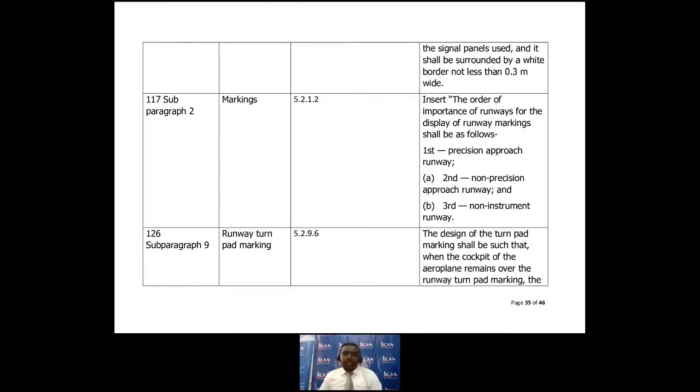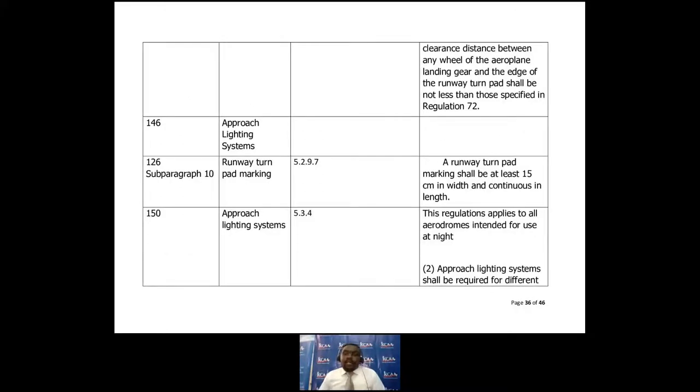And then regulation 126, subparagraph 9, on runway turn pad markings, which we transposed from section 5.2.9.6 of the ICAO Annex 14 volume 1, saying the design of the turn pad marking shall be such that when the cockpit of the aeroplane remains over the runway turn pad marking, the clearance distance between any wheel of the aeroplane landing gear and the edge of the runway turn pad shall not be less than those specified in regulation 72.